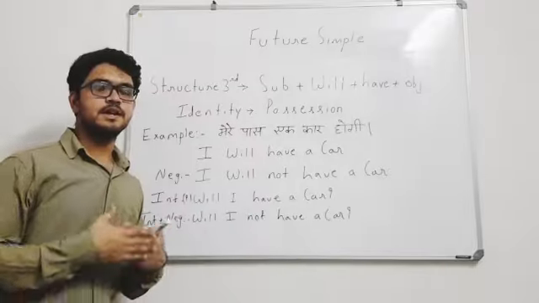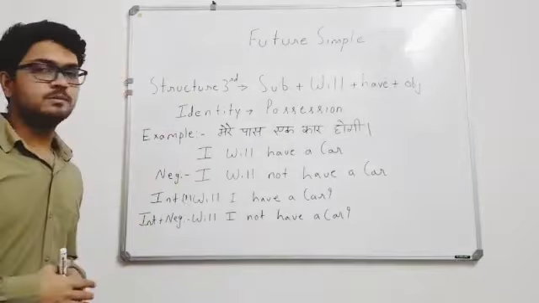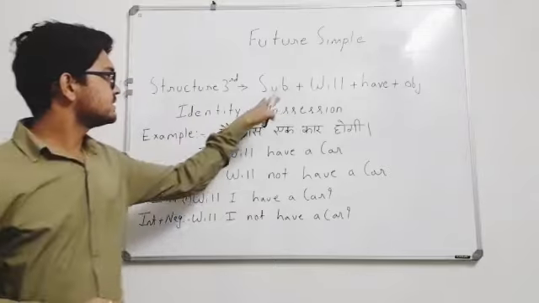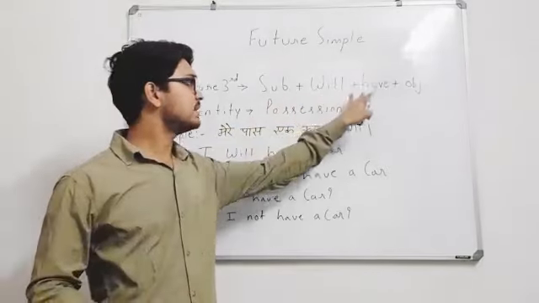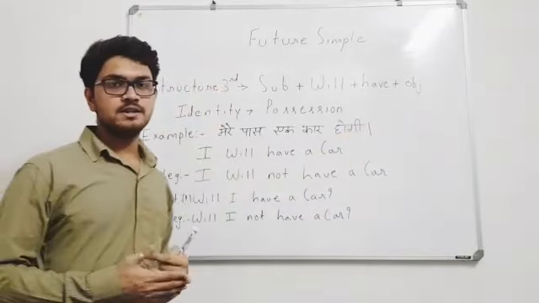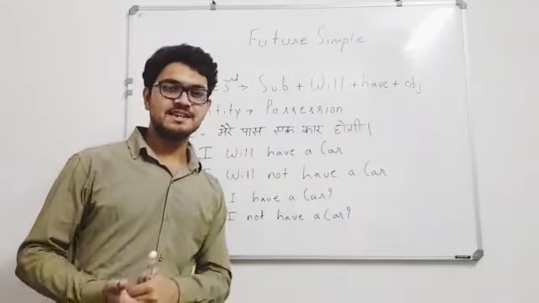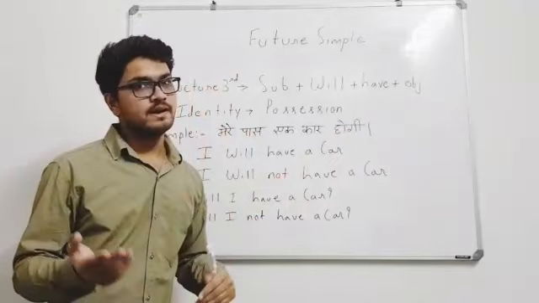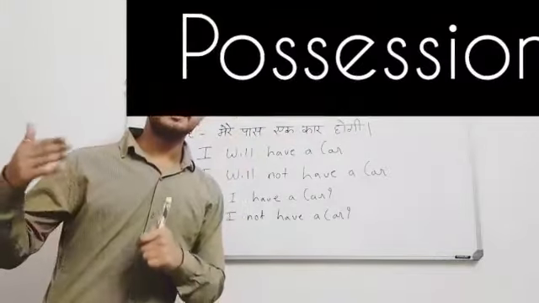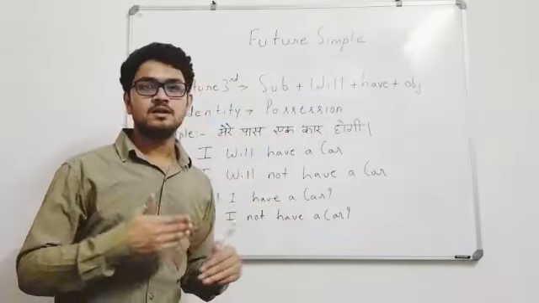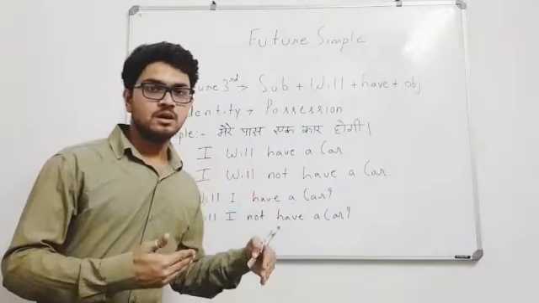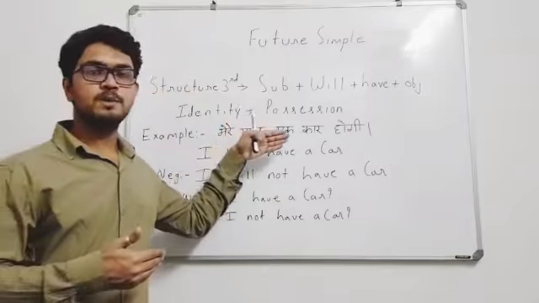Okay, so here we are discussing structure number third, type number third of future simple. So that is subject plus will plus have plus object. And again we have that identity to identify what kind of sentence we are going to make with this structure, and that is possession. Possession, as we learned in the present and in the past also, how do we make the sentence in which we are talking about possession. Okay, so that is the same thing we are going to make here.